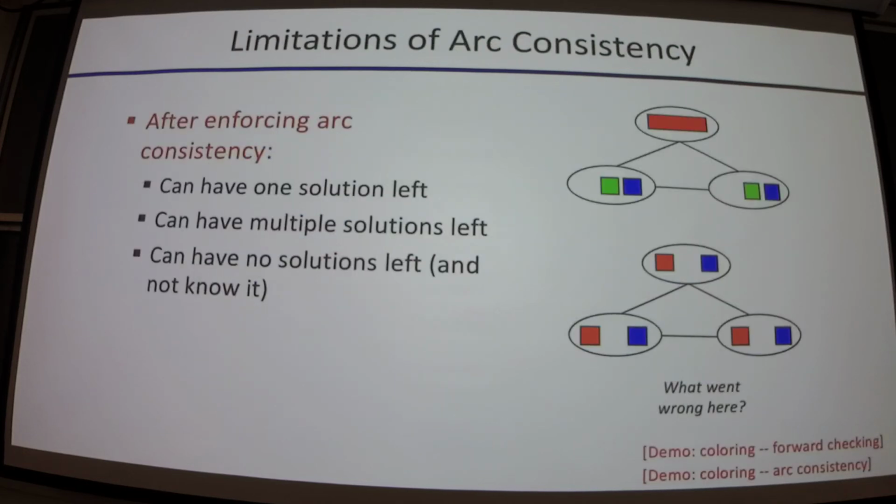Okay, so what are the limitations of our consistency? What can happen after we enforce consistency? We can have one solution left. If every variable has only one possible assignment in the domain and those all happen to work, then we have one solution. We can have multiple solutions left, as is the case with this upper right graph. Either of those can take on either value, but they can't take on the same value, but our consistency doesn't know that.